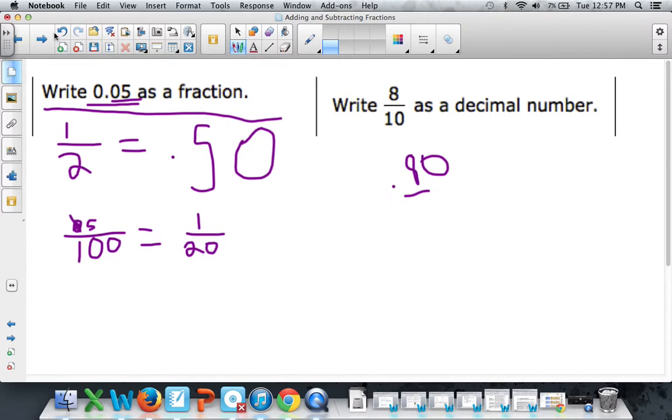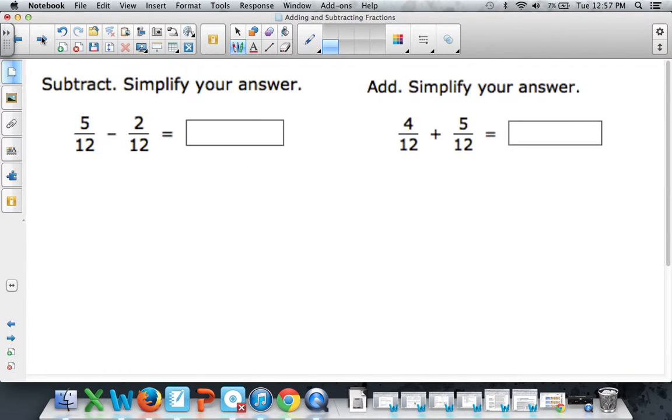Alright, is your brain warmed up a little bit? Are you thinking about math again? Let's keep thinking about math. Here's the real reason we're here. Adding and subtracting fractions. Basic skills.